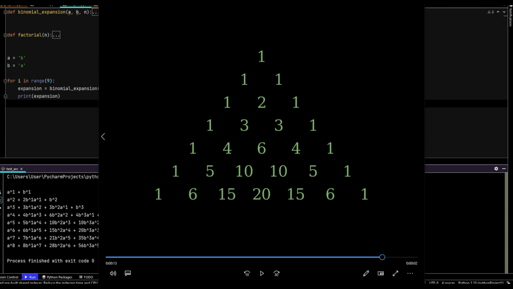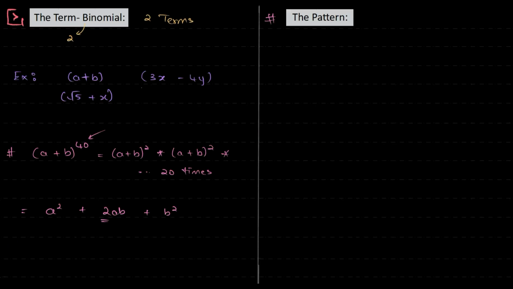Say this is 0, 1, 2, 3, 4, 5, 6. So this is (a plus b) whole to the power of 6. This is 6C0. With the help of combination, I will be able to express all of this. This is 6C1, 6C2, 6C3, 6C4, 6C5 and 6C6. So this too can be represented with a particular pattern.